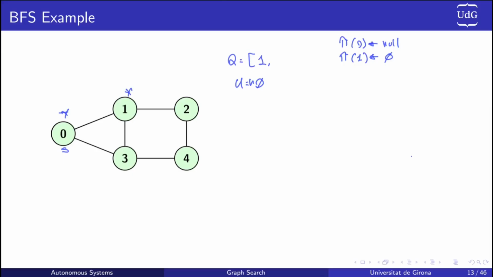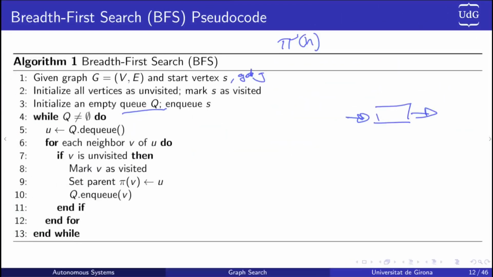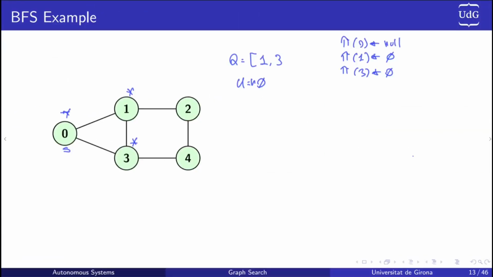And then we continue, because we have to do that for all the neighbors. Then we go to the node 3, it's unvisited, so we mark it as visited. Then we say that P of 3 is again 0, and we add 3 here in the queue. Okay, I think it's done, no? Then we go again to the beginning of the algorithm.